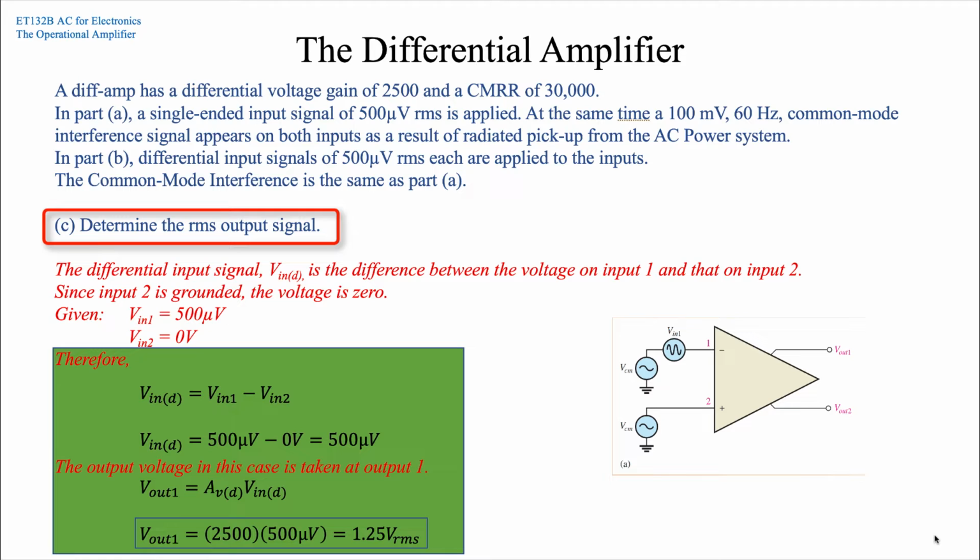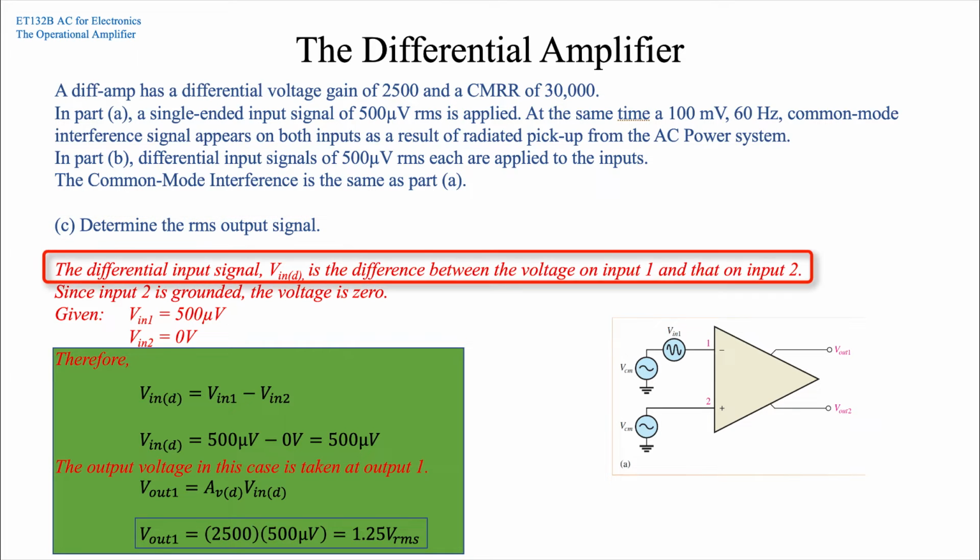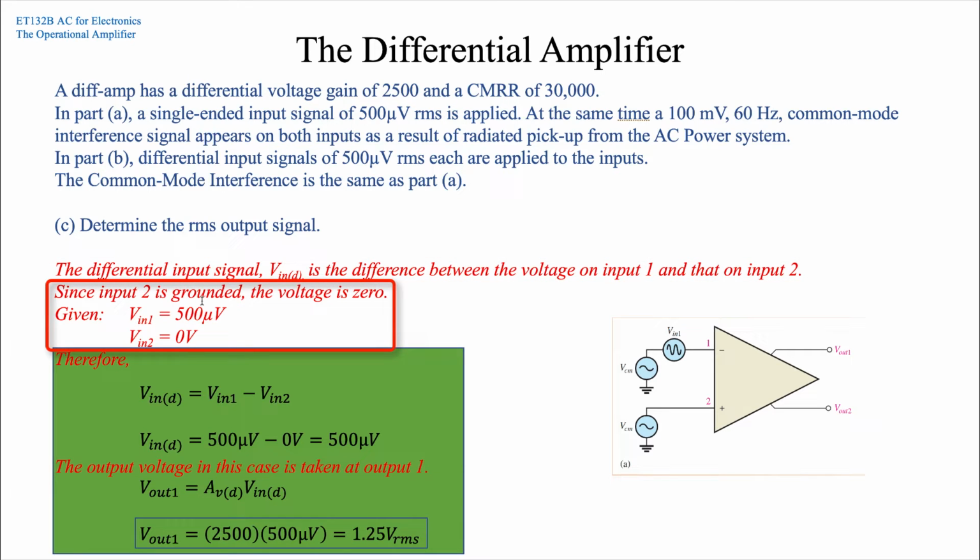Next, we want to determine the RMS output signal. The differential input signal, V_in differential, is the difference between the voltage on input 1 and that on input 2. Since input 2 is grounded, the voltage is 0. So given V_in1 is 500 microvolts and V_in2 is 0, V_in differential is V_in1 minus V_in2, which is 500 microvolts minus 0, which gives us 500 microvolts, just whatever's on pin number 1.